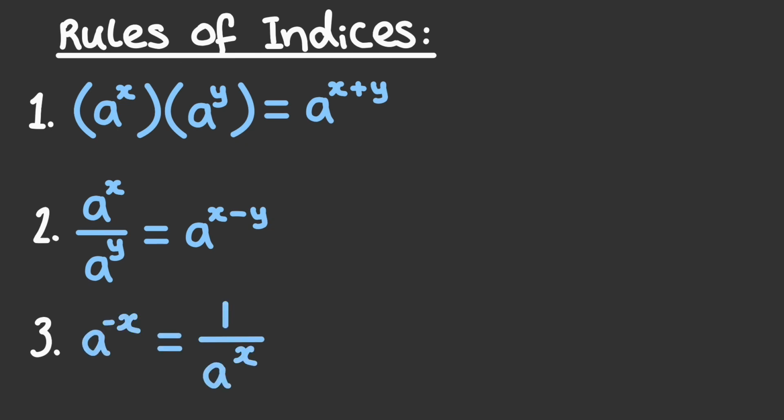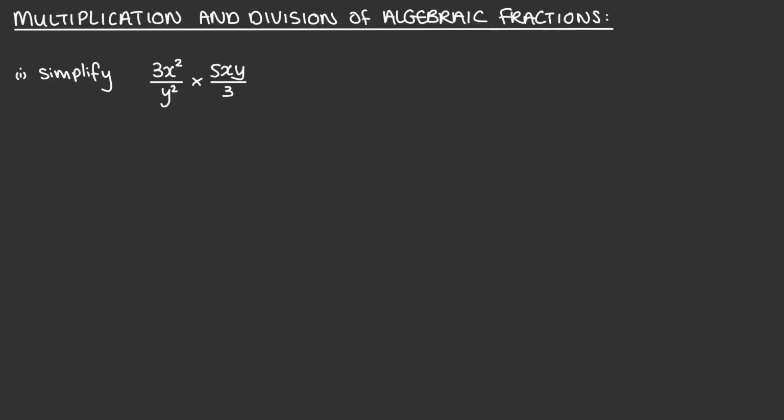You should dedicate a page in your notes copy to the rules of indices, and begin by writing these 3 down. At this stage, it is very important to understand these rules, as I will be using them from now on. So in my previous video, I covered 3 very important rules of indices that we're going to need from now on. These rules tell us how to multiply and divide the same variables by each other.